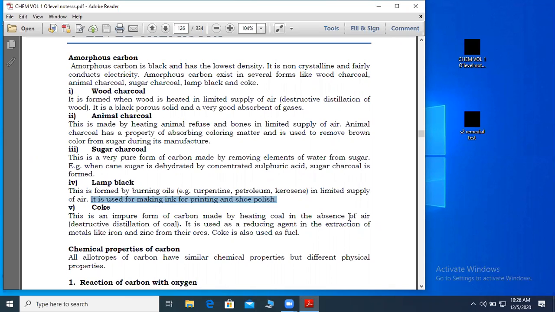Even when you are seeing a car and from the exhaust there is a black fume coming out, you know that one is also lamp black. It is used for making shoe polish, and it is used for making ink. It is used for making printing ink. Then another use.